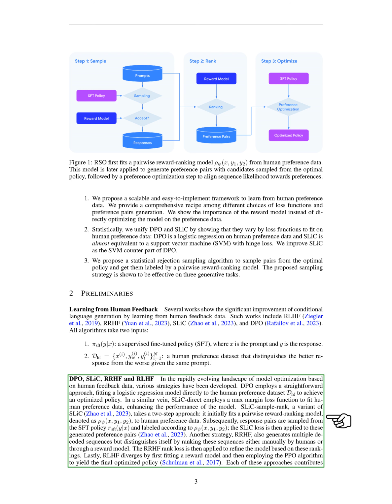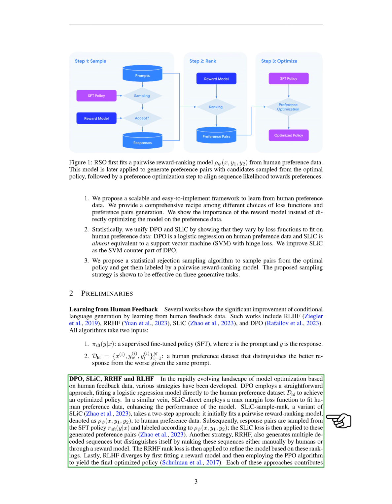DPO, for instance, uses a simple strategy of fitting a logistic regression model to the human preference dataset to optimize the policy. SLIC, on the other hand, uses a max margin loss function to fit the human preference data, thereby improving the model's performance. A variant of SLIC, known as SLIC sample rank, first fits a model that ranks rewards based on human preference data, then generates response pairs from the supervised fine-tuned policy and labels them according to the ranking model. The SLIC loss is then applied to these generated preference pairs.